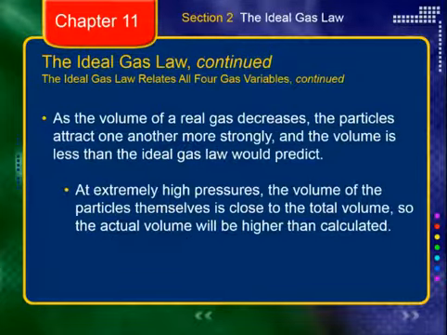Now, as the volume of a real gas decreases, the particles attract one another more strongly. Remember that? That's one of the reasons that high pressure causes a real gas to deviate from ideal gas behavior, because they're closer to one another. The particles attract one another more strongly, and the volume is less than the ideal gas law would predict, right? Because in real life, these gases actually do have forces of attraction, so they'll actually be closer to one another than their normal volume would dictate. So the calculated volume is actually going to be larger than the real volume. Or like we say here, the volume is less than the ideal gas law would predict.